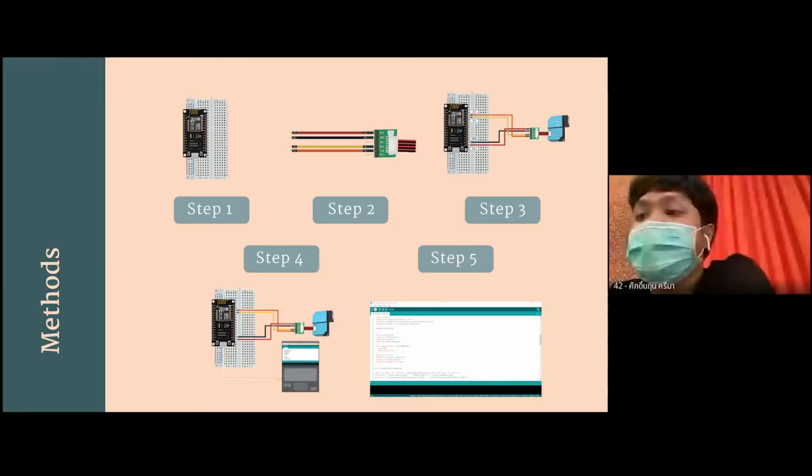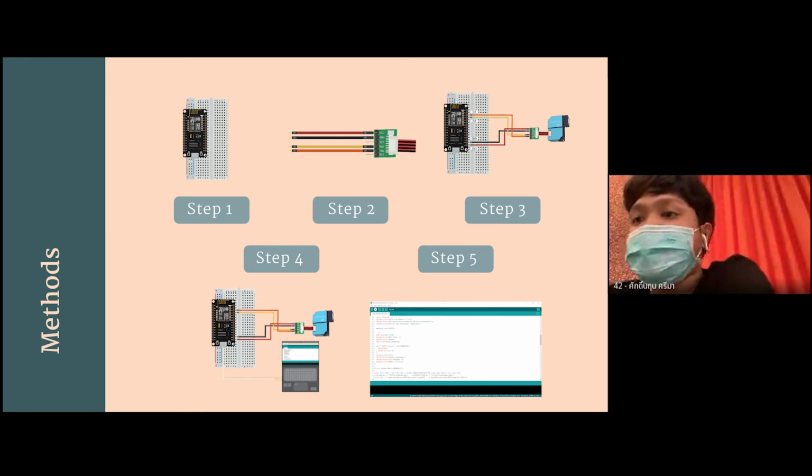Step 3, the second pin of the sensor. You should connect it to D2, D3 on the MCU, 3V3 or VIN on the MCU. The last pin of the PM2.5 sensor is the ground pin. It should be connected to the GND pin.